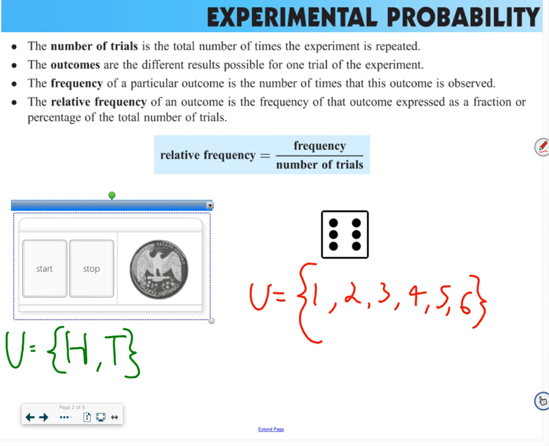Frequency is how many times those outcomes happen. If we repeated a number of trials, I could count how many times I got heads, or how many times I got tails. Same thing with dice. The relative frequency of an outcome is the frequency of that outcome expressed as a fraction. We often use this equation: relative frequency equals the frequency, how many times that event happened, over how many trials we actually did. So let's look at an example.